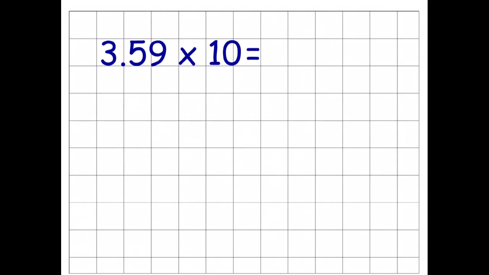So your decimal point will move to your right, and it's going to move just once. So the new decimal point will be between the 5 and the 9. So your new answer will read 35.9.